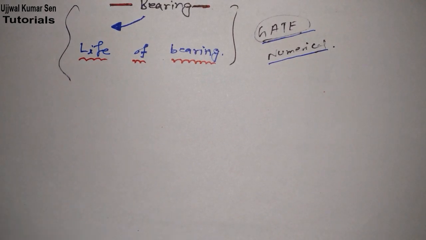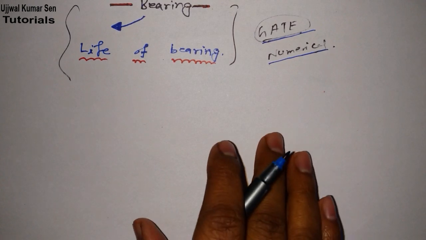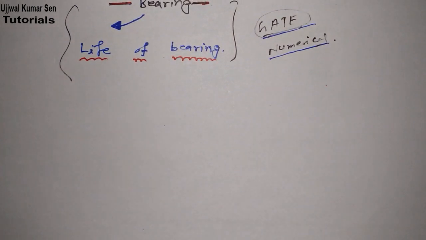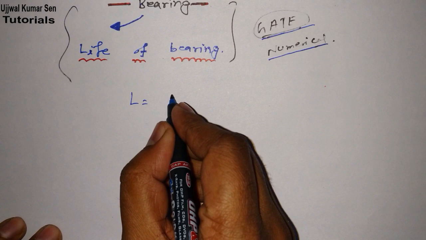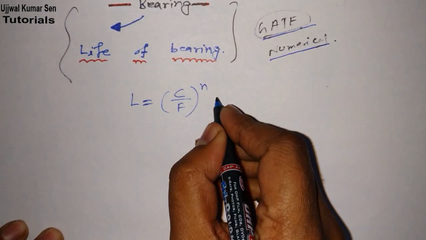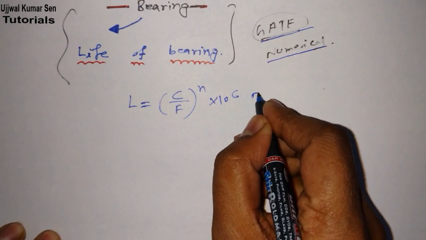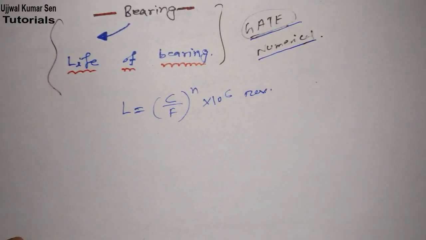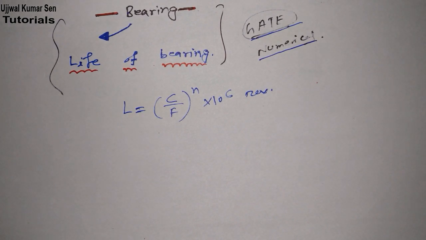So what is the formula? If you have seen any of my video tutorials, then you probably know my teaching style. First of all, I will introduce you to the formula for finding out the life of a bearing. That is L is equal to C by F, whole to the power N, 10 to the power 6 revolutions. Okay, so this is the formula for finding out the life of a bearing.